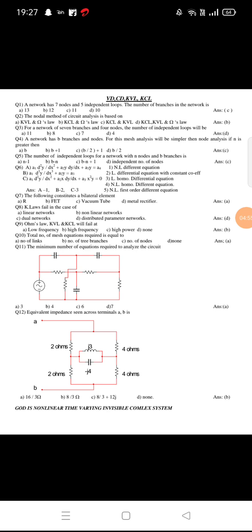Okay, next question. The number of mesh equations required is equal to the number of mesh equations. That is, in graph theory, the number of mesh equations is equal to the number of links.